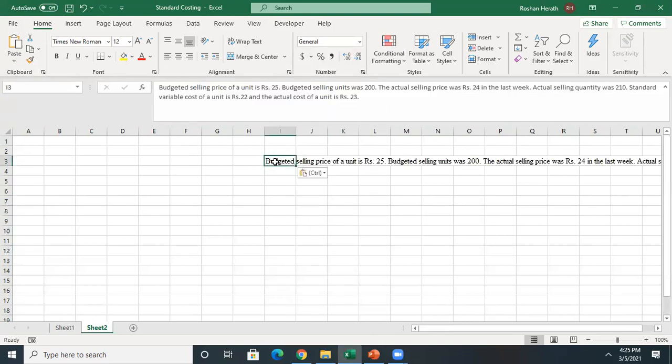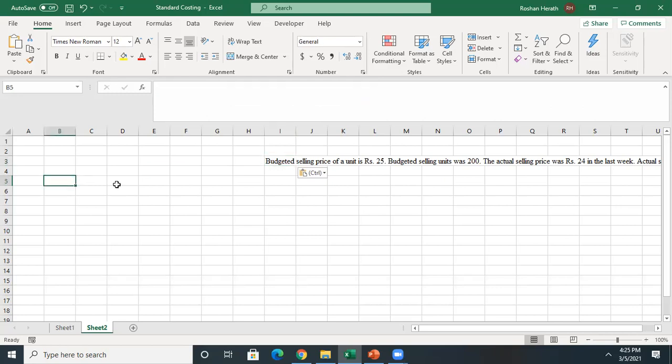Right. The budgeted selling price of a unit is rupees 25. Budgeted selling price is given. Budgeted selling units was 200. So the budget is there. The actual selling price is 25. Actual selling quantity is given. Standard variable cost given. Actual cost is given. So it's all about picking the right information.